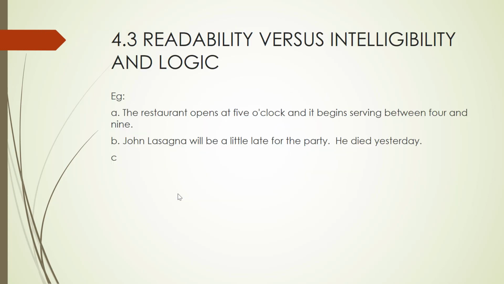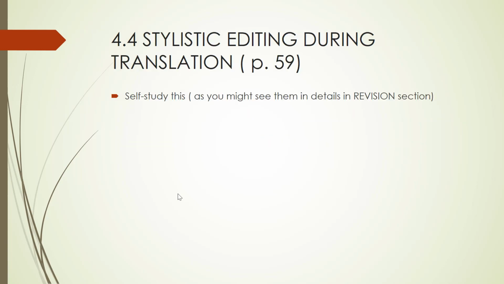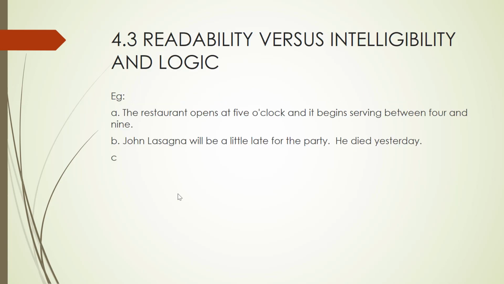The other example is contradiction, or readability and intelligibility, whether or not the text is comprehensible, is understood, and logical. We have two examples here of unreadability, or sentences with contradiction. The restaurant opens at 5 and it begins serving between 4 and 9. So it is nonsense, right? Or John will be a little bit late for the party. He died yesterday. Yeah, this one is so hard to read and understand. It's illogical.